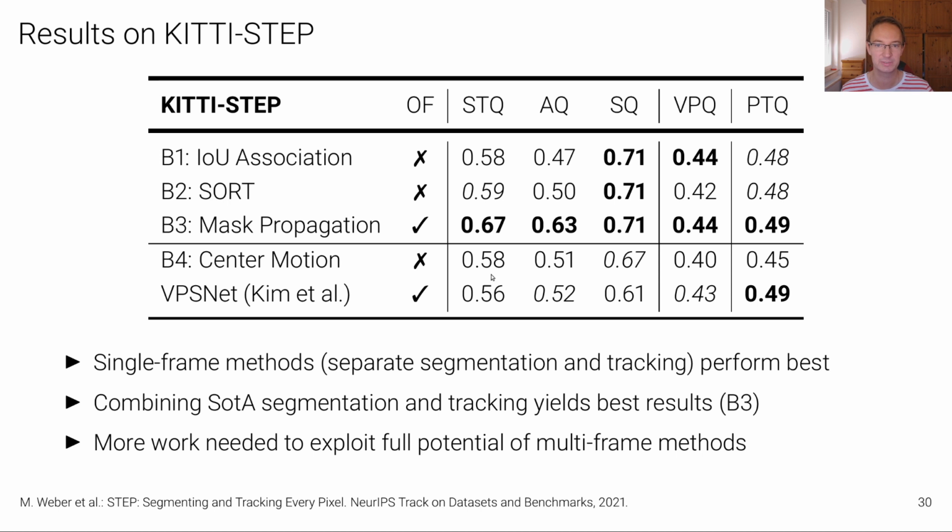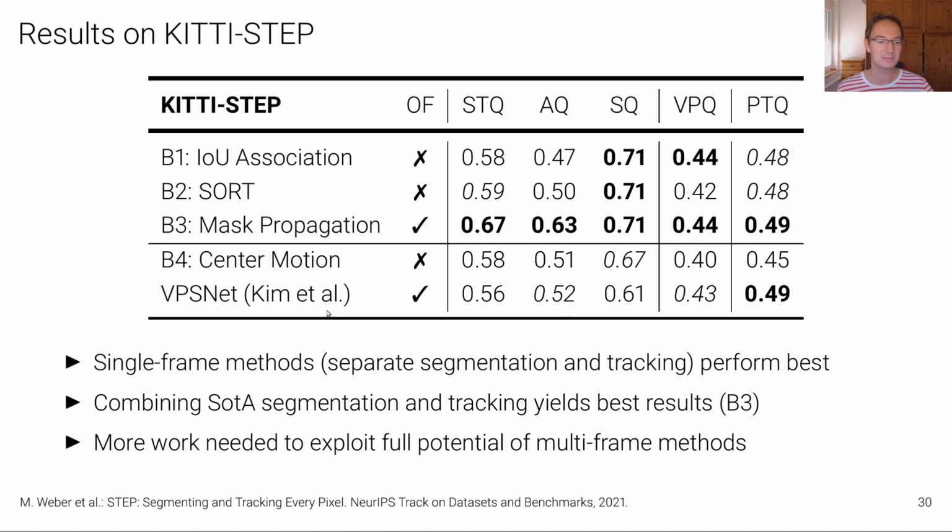And we can see here in the first column the results with the STQ metric, and here in the back the VPQ and the PTQ metrics that we've discussed earlier. And here are the individual components of the STQ metric, the association quality and the segmentation quality. So we can see that single-frame methods in general perform better, even for the separate segmentation and tracking. And combining the state-of-the-art segmentation method, Panoptic-DeepLab, with a state-of-the-art tracking technique like RAFT optical flow propagation yields the best results. So combining the best for individual segmentation and tracking, surprisingly maybe, yields the best results.